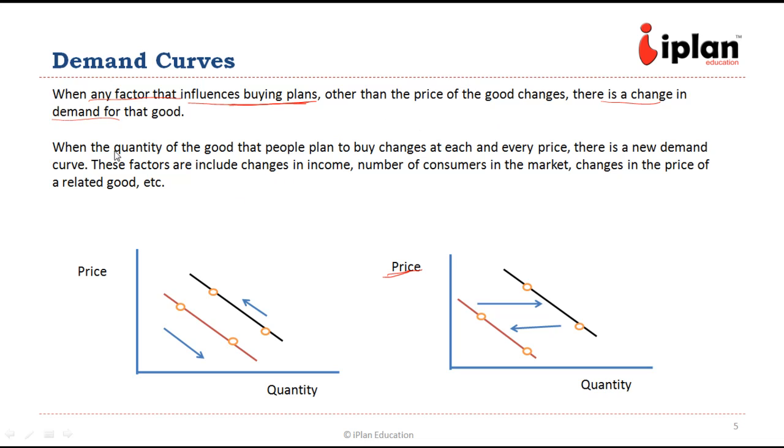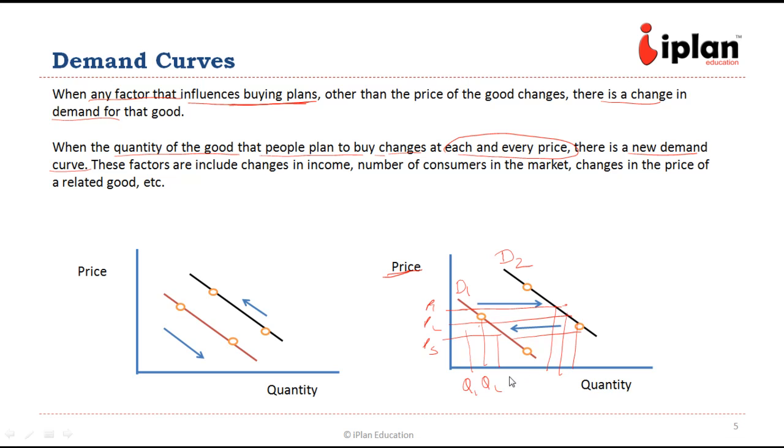In other words, we can say when the quantity of the good that people are planning to buy changes at each and every price, then there is a new demand curve. So this is not responding to the price, there is some other underlying reason. Say earlier the demand curve was D1, now the demand curve is D2. So for every price P1, P2, P3, the quantity which was demanded earlier is now increased. So same price, now we have new quantities.